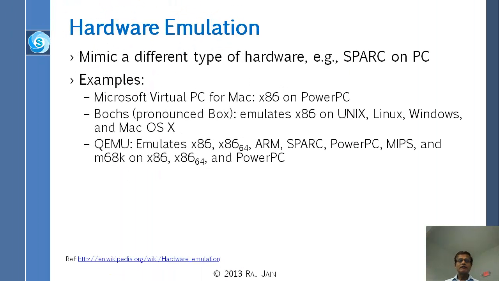So hardware emulation simply means that you want to somehow simulate or emulate, is the right word actually, hardware on the hardware. So you have an x86 processor, but you really want a Sparc. Or you have a Sparc and you need x86. So you can run some software which does that for you.